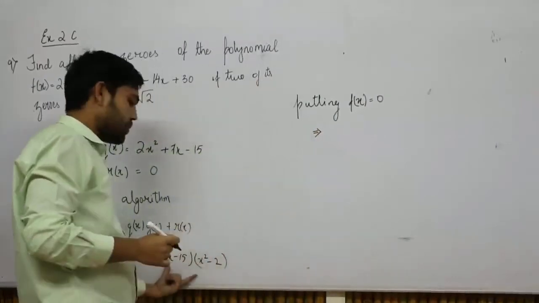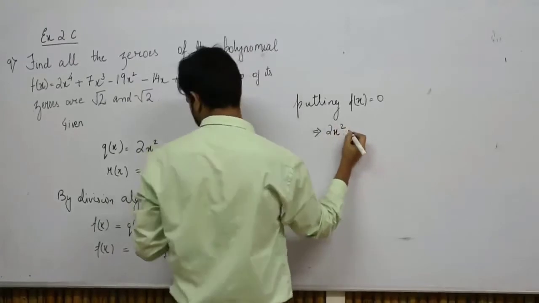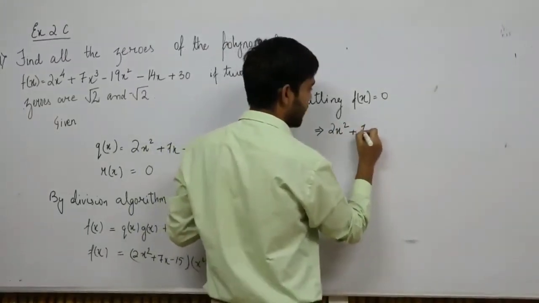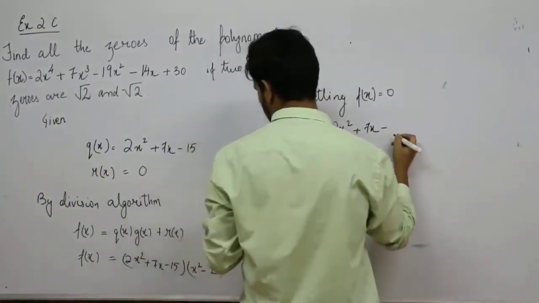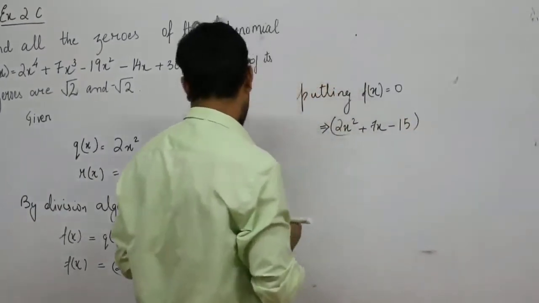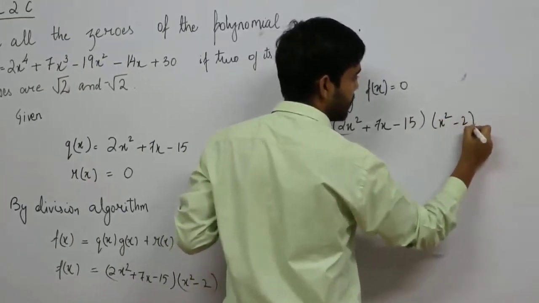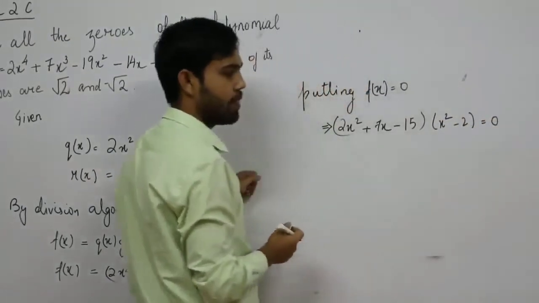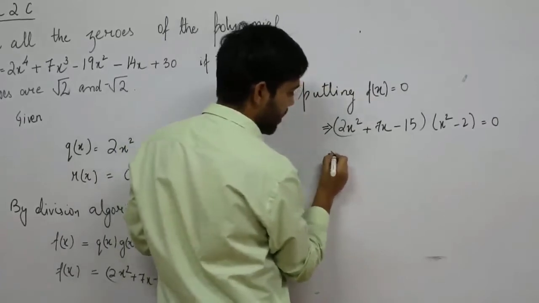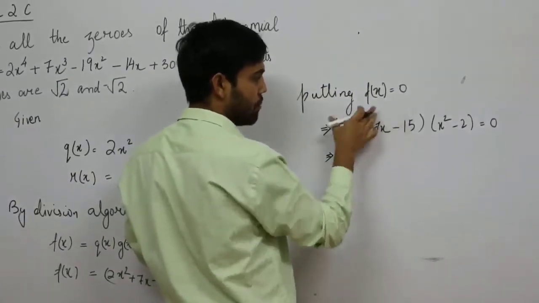F of x is equal to this term from here. So I have 2x squared plus 7x minus 15. Okay? x squared minus 2, this is equal to 0. So again, I will split the middle term, I will factorize this component in here.